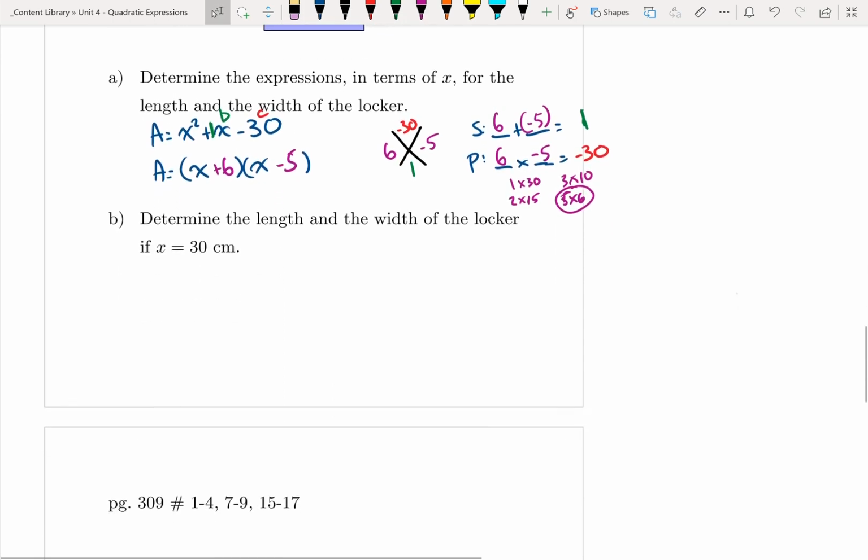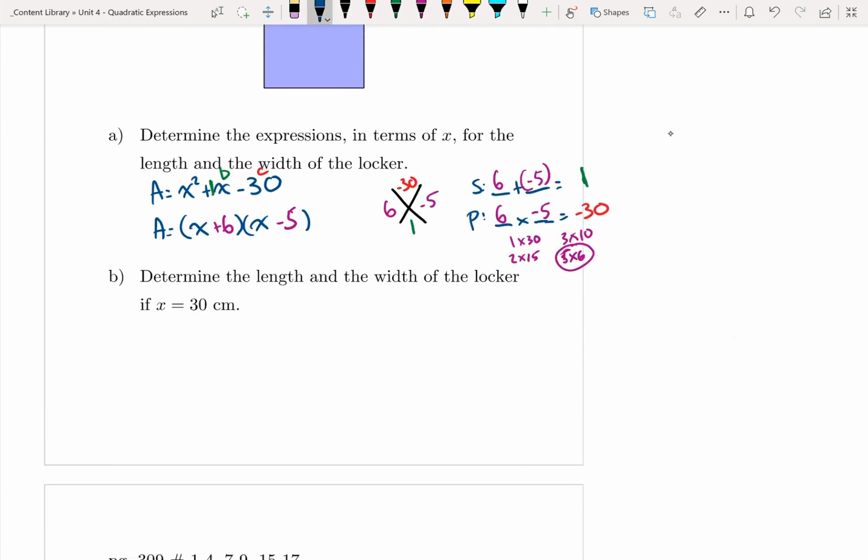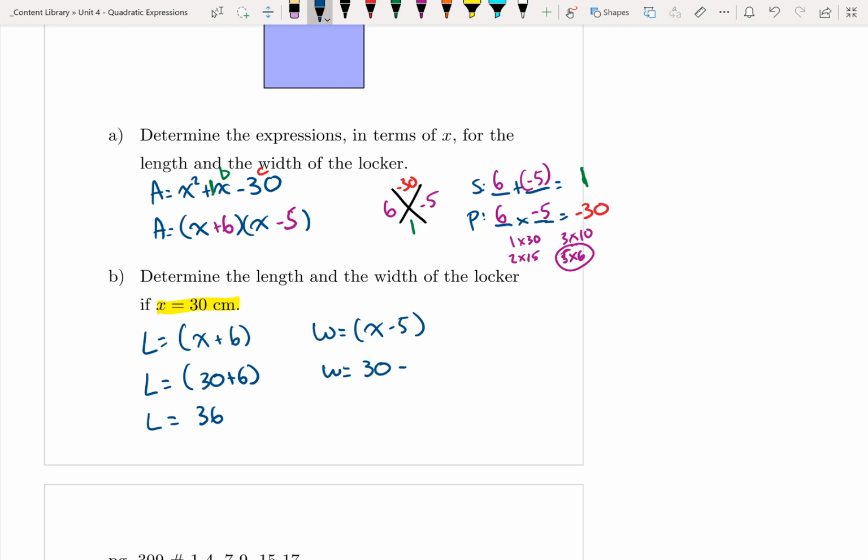And now we want to determine the length and the width of the locker. So again, it doesn't really matter which one is which. We say length is x plus 6, width is equal to x minus 5. And now we're just plugging in x equals 30. So length equals 30 plus 6, length equals 36. Width equals 30 minus 5, so width equals 25, and the units is centimeters. So basically we're just plugging in x into each bracket.